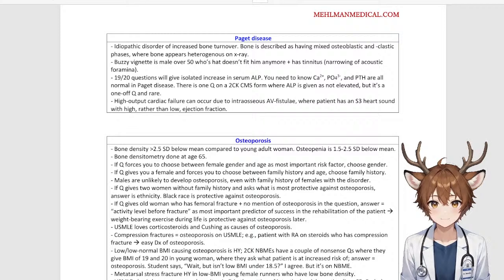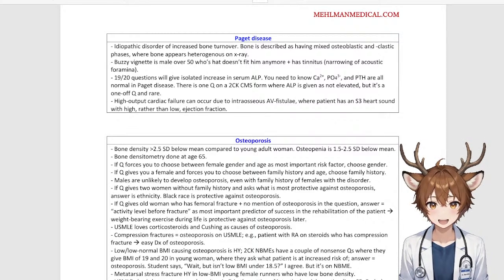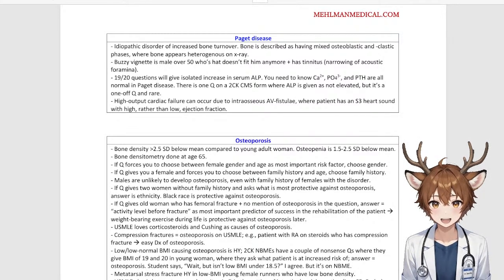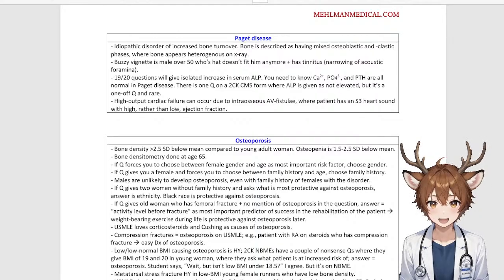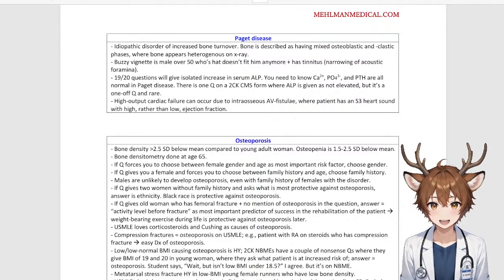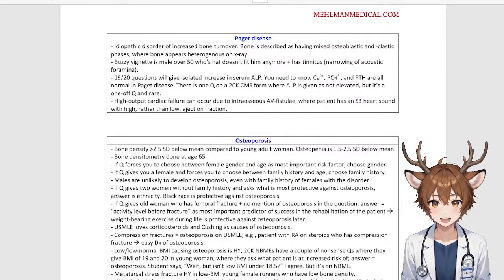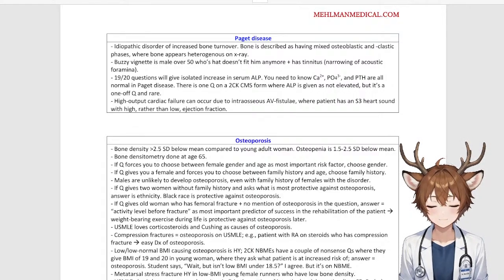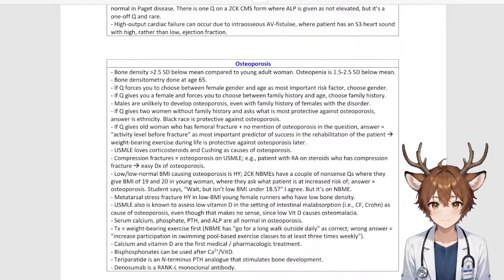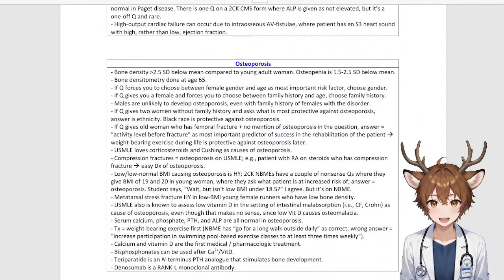High output cardiac failure can occur due to intraosseous AV fistula, where the patient has an S3 heart sound with high rather than low ejection fraction. So high ejection fraction, S3 heart sound. S3 heart sound with a high ejection fraction.